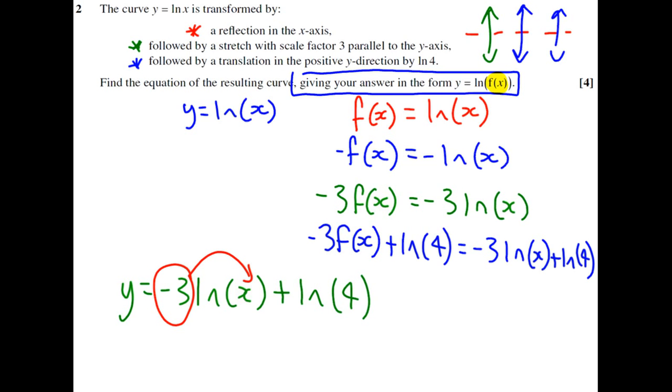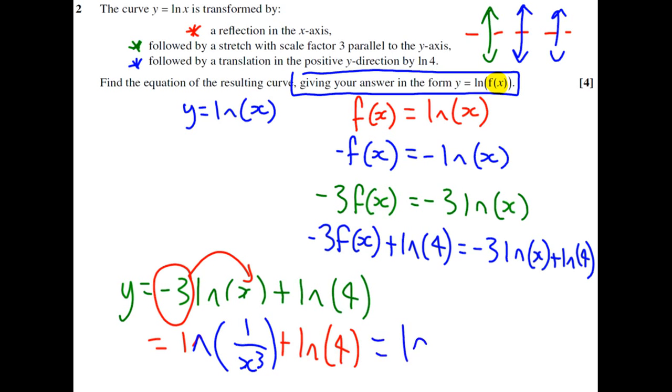So you're going to get ln of x to the minus 3 plus ln of 4. Okay, remember x to the minus 3 can just be written as 1 over x cubed. Okay, and we're adding, so we times inside the log, so it's ln of 4 over x cubed, or 4x to the minus 3. That's question 2 done.